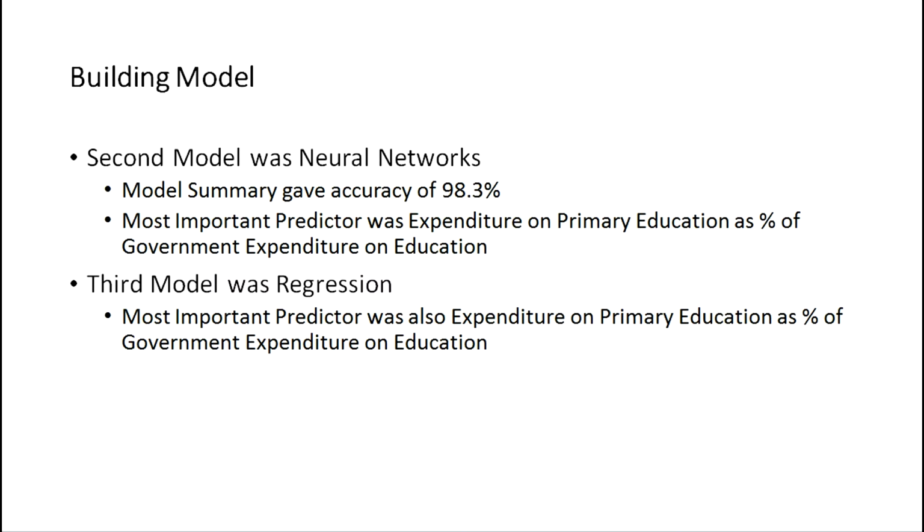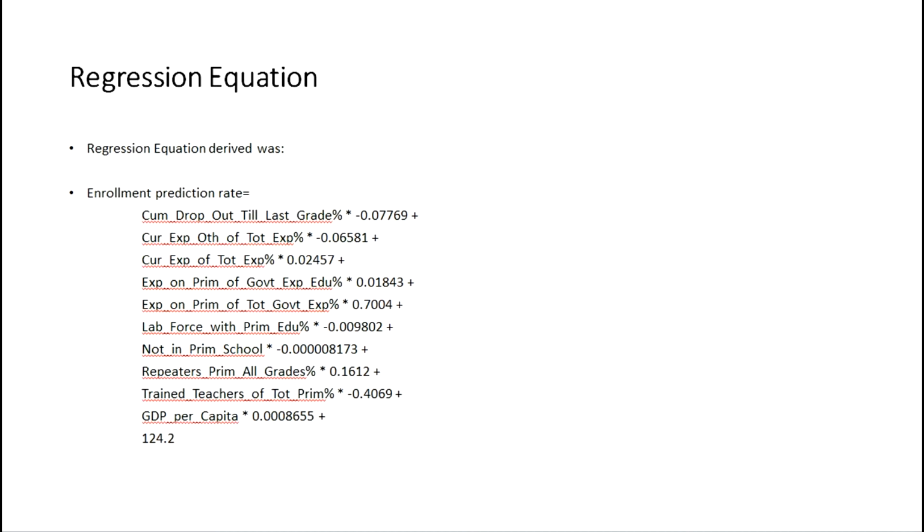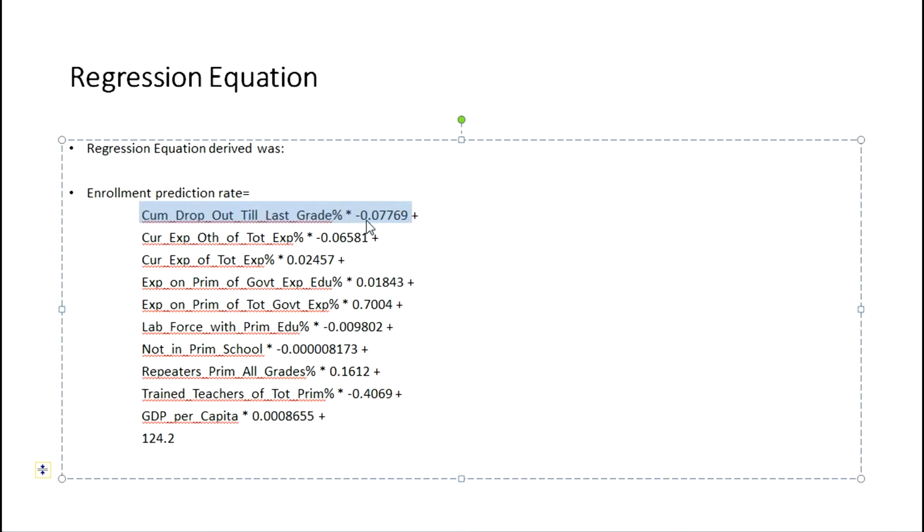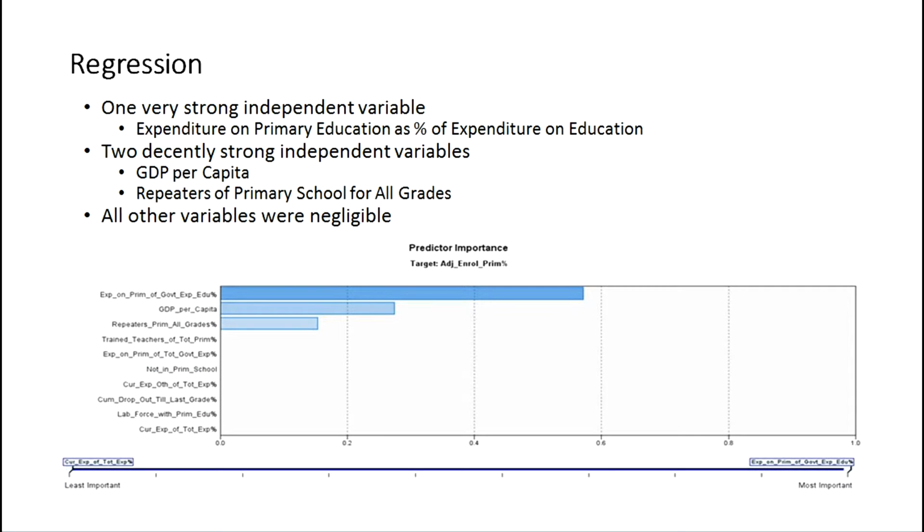And the third model is regression. The most important predictor was also the expenditure on primary education as percentage of government expenditure on education. And that regression model gave us this equation, and as you can see, each variable has its own coefficient. In this case right here that I'm highlighting, it's a negative coefficient, showing that the dropout rate is negatively related to the enrollment rate.